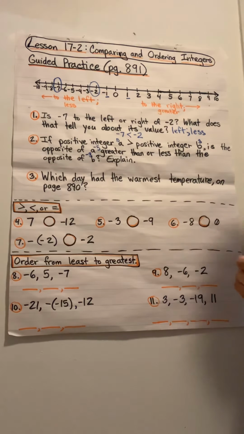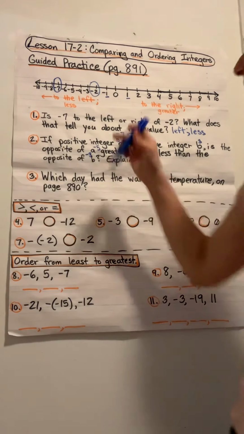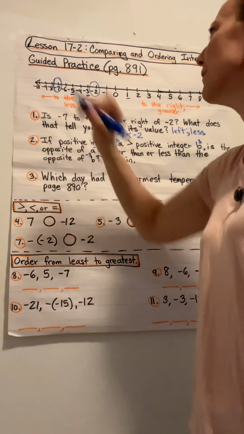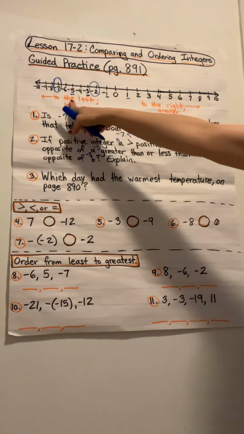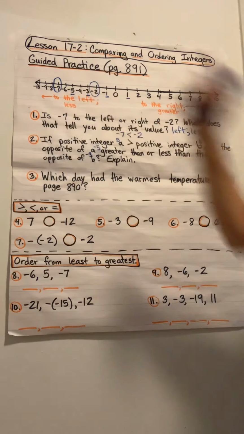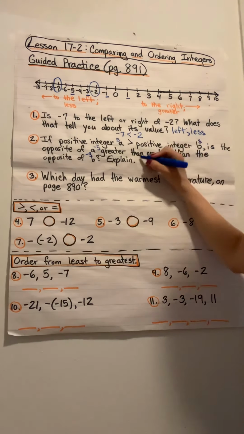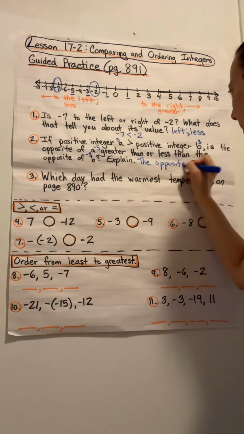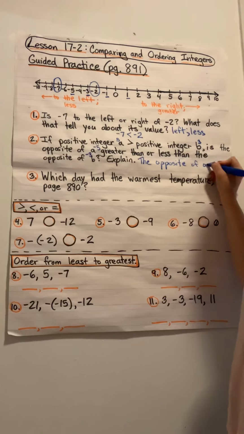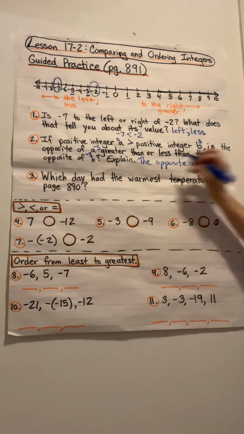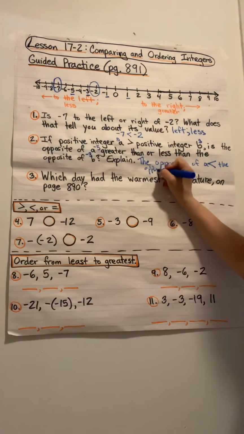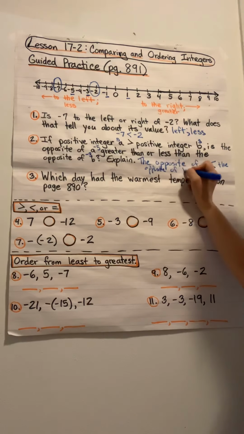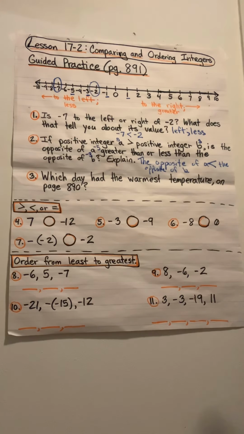So they want to know about -5 and -3. So is -5 greater than or less than -3? Well, here's -5, here's -3. -5 is to the left, so -5 is smaller. Okay, so I'm going to say the opposite of A is smaller than, less than the opposite of B. Okay, so let's see if that makes sense.